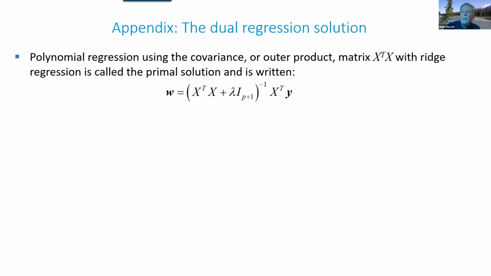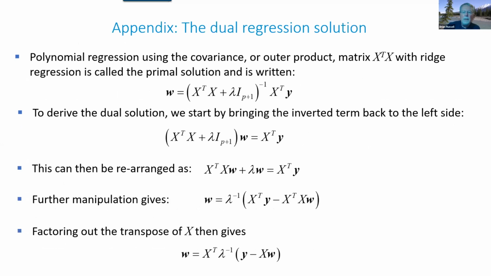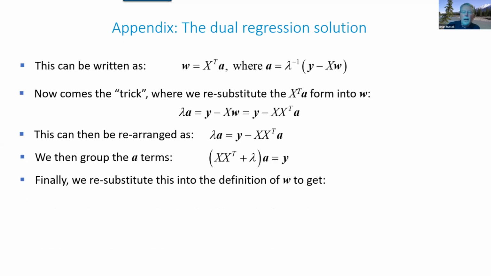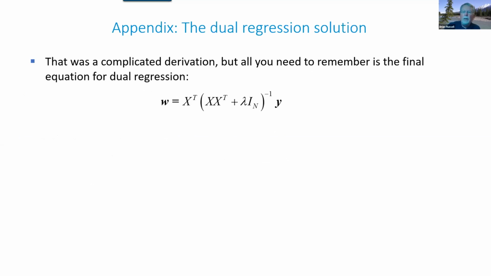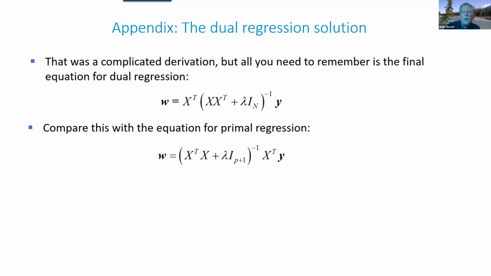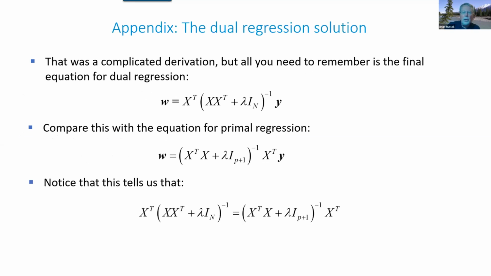Now I'm not going to go through the actual dual regression solution. I'll show you quickly. As you go through it, you say, well, yeah, this makes sense. This makes sense. It's a fairly complex derivation. But all you need to remember at the end is this is the form of the dual solution, and this is the form of the primal solution. And after you've written this down a few times, you get the hang of it, you're just switching the X transpose from one side to the other. And it shows us they're the same.